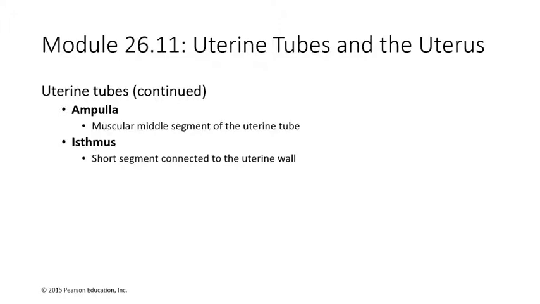There is a large ampulla region. This is a larger area where typically fertilization occurs. There are more sperm in this ampulla area. And then finally, the isthmus is a short segment connected to the uterine wall.